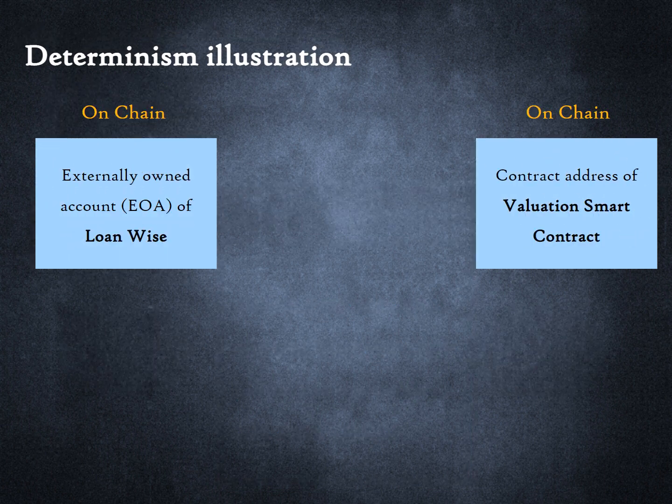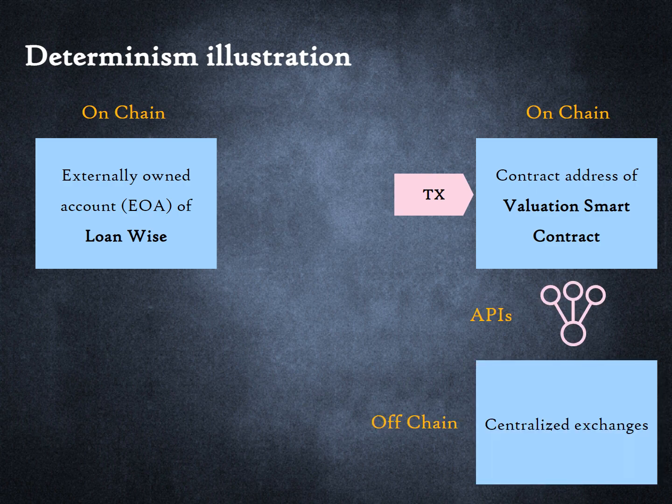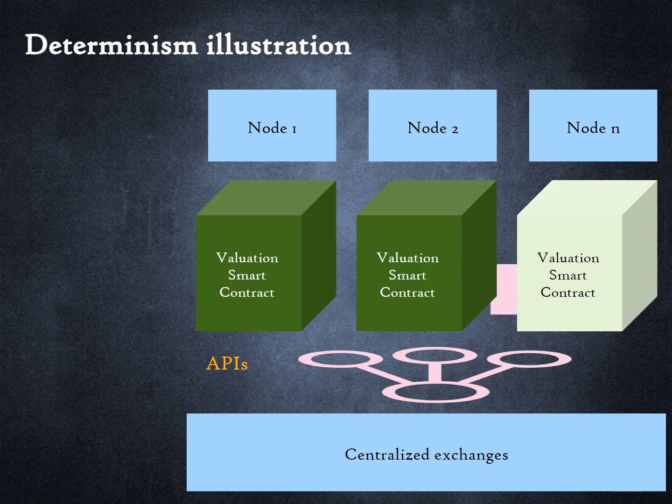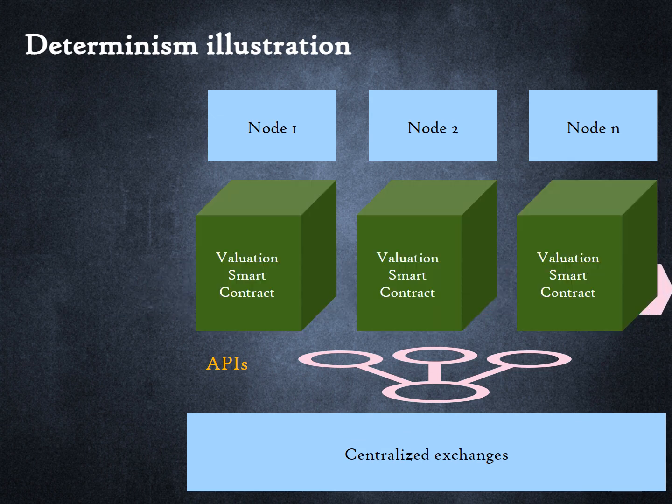Every 5 minutes, an automated transaction is initiated from a LoanWise-owned EOA and directed towards the valuation smart contract. On receiving the transaction, the valuation smart contract pulls data from a centralized exchange like Coinbase by using the latter's API. Once the transaction triggers contract execution, the code is executed by each node on the blockchain individually.